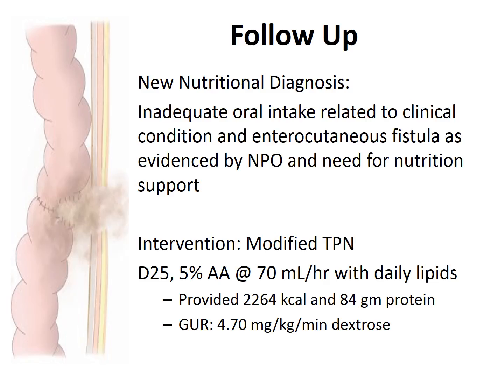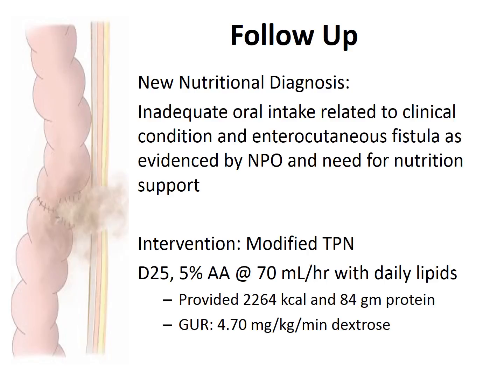With the follow-up, a new nutrition diagnosis had to be added. So in this case, it was inadequate oral intake related to clinical condition and enterocutaneous fistula, as evidenced by NPO or nothing by mouth and need for nutrition support. So again, this was an additional nutrition diagnosis. The diagnoses of malnutrition and increased protein needs remained as well.